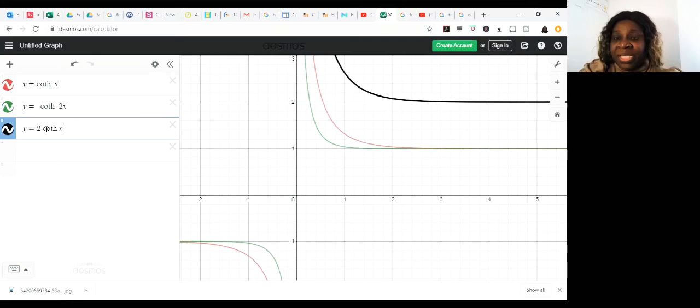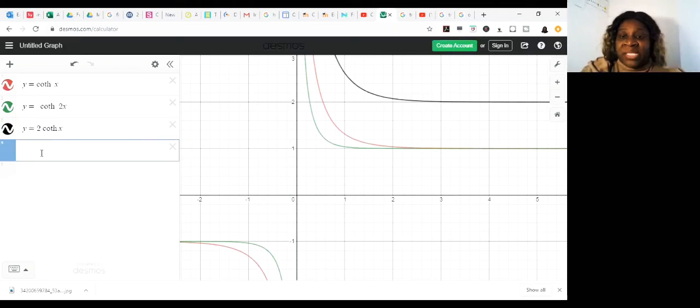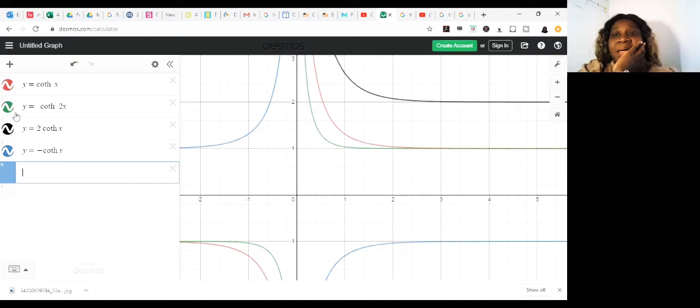So that's moved everything, sliding it up by 2. So instead of having the asymptote at 1, it's having it at 2. And how about y is equal to minus cosh x? So it's happening on the other end, so you know how it's behaving now. Now you need to practice all of this and revise them and know how to play with them for your homework.